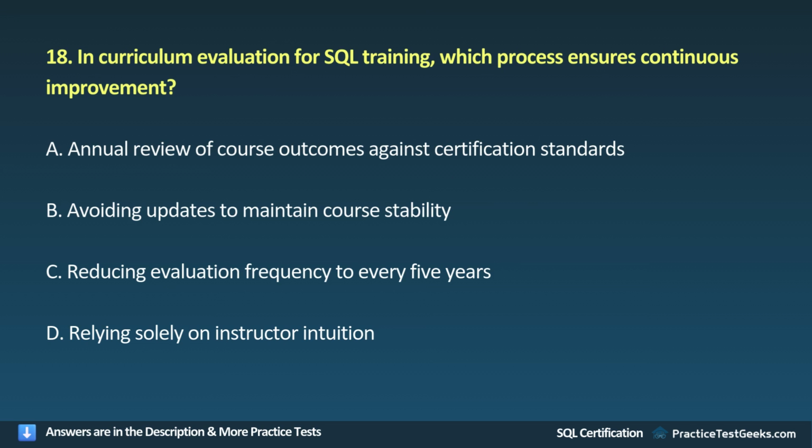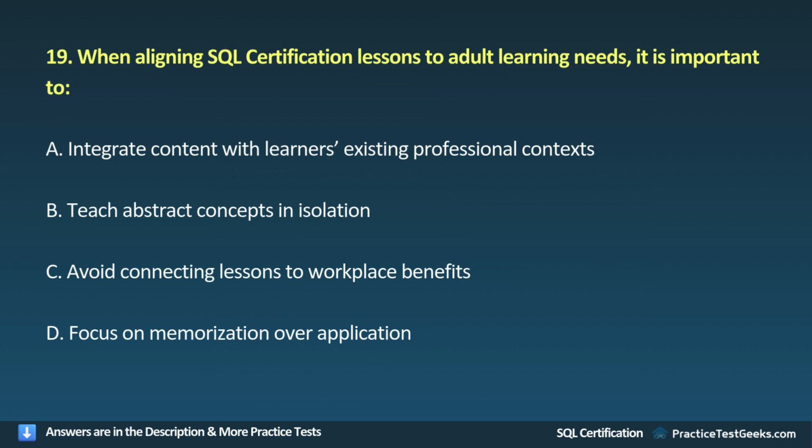18. In curriculum evaluation for SQL training, which process ensures continuous improvement? A. Annual review of course outcomes against certification standards. B. Avoiding updates to maintain course stability. C. Reducing evaluation frequency to every 5 years. D. Relying solely on instructor intuition.